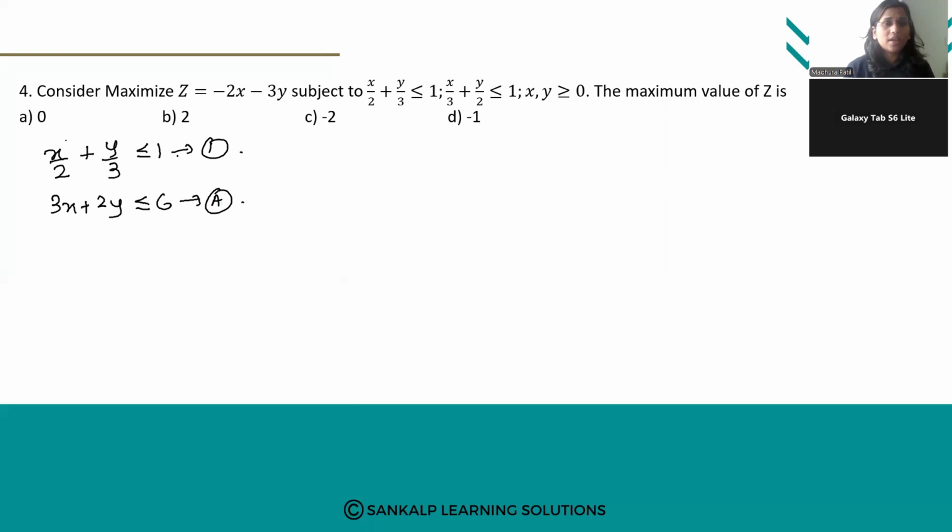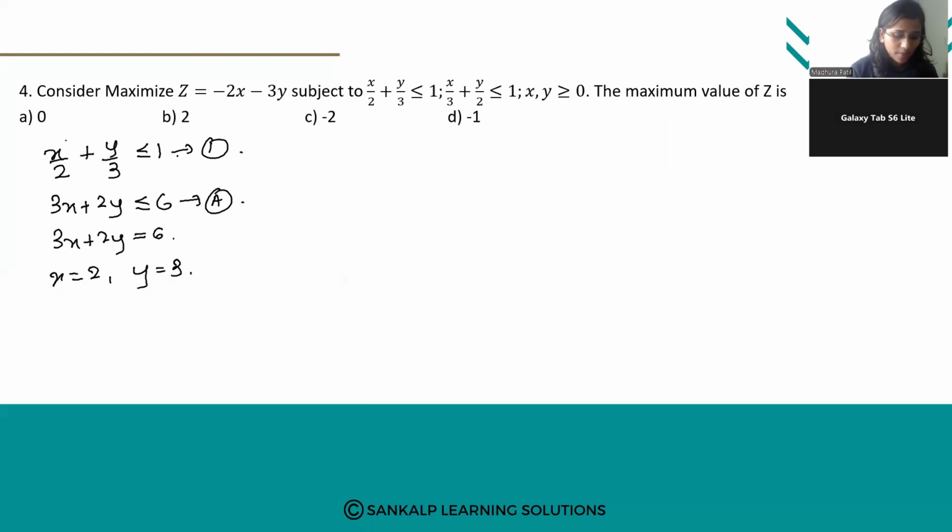We know how to solve the constraint. You have to equate this to 6. Once you put x as 0, you'll get the value of y, and once you put y as 0, you'll get the value of x. If I put y as 0, I get x as 2. If I put x as 0, I get y as 3. So we have to plot the straight line of this.